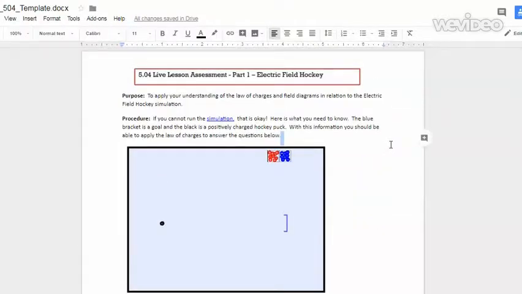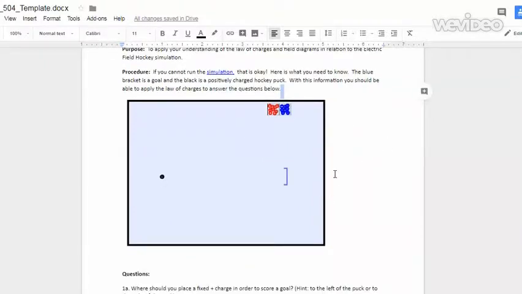If you are unable to run the simulation, that is okay. You can simply use this graphic here to help visualize what the questions are asking about. What we have up at the top here are blue charges that are negative and red charges that are positive. The purpose of the simulation is to attempt to score a goal with this little hockey puck that's here, and our little goal is right here. So what we're looking to do is move this positively charged hockey puck into the goal.